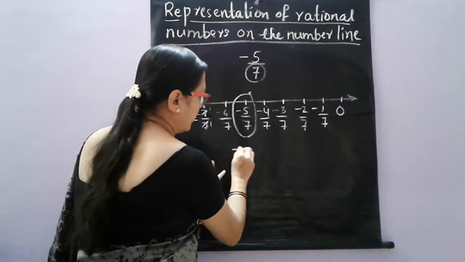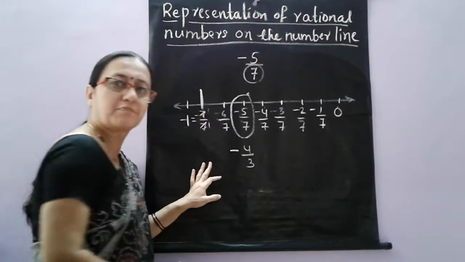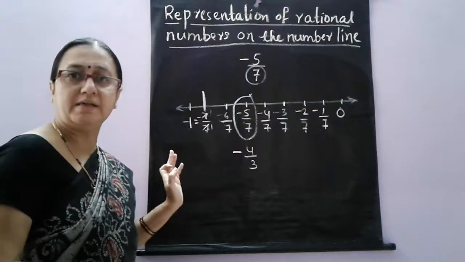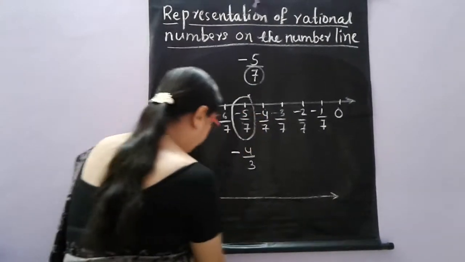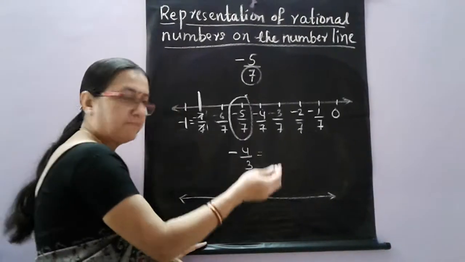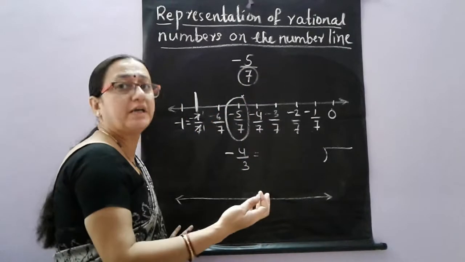One more example we can try here. Minus 4 by 3. Now it is an improper negative rational number. Now the number line will be divided into how many parts now? Yes, we can convert this into a mixed fraction and find out how many parts we have to make now. How many sections we require.